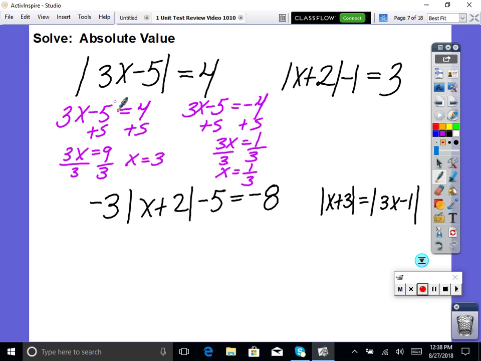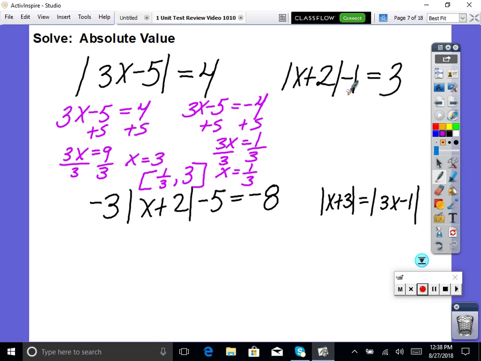Now remember, there's multiple solutions here, so we write absolute value answers on an interval. So our lowest point was 1/3, and our highest was 3, including those values, because it did land right on 4. There's a distance of 4 units, so it does include 4.